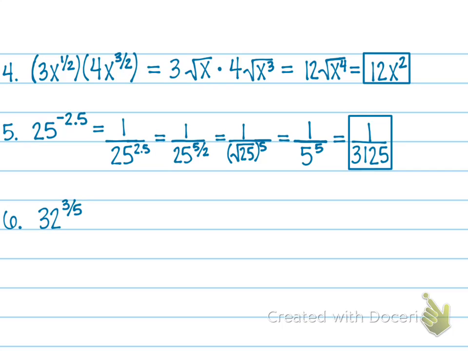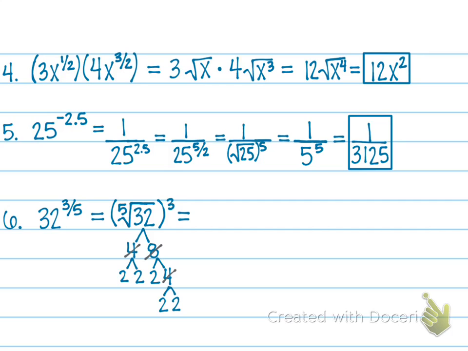Number 6, we have 32 to the 3/5. Again, we can either choose to raise it to the 3rd at the very end or do it at the beginning. I'm going to go ahead and do it at the end. So let's take the 5th root of 32. We need to factor. 32 factors into 4 and 8, 2 and 2, and 2 and 4, and then our 4's factor into 2 and 2. So we are looking for a group of 5. We have one group of 5 here. When we take that out, we're left with 2, and then we still have to cube it. So 2 cubed gives us 8.